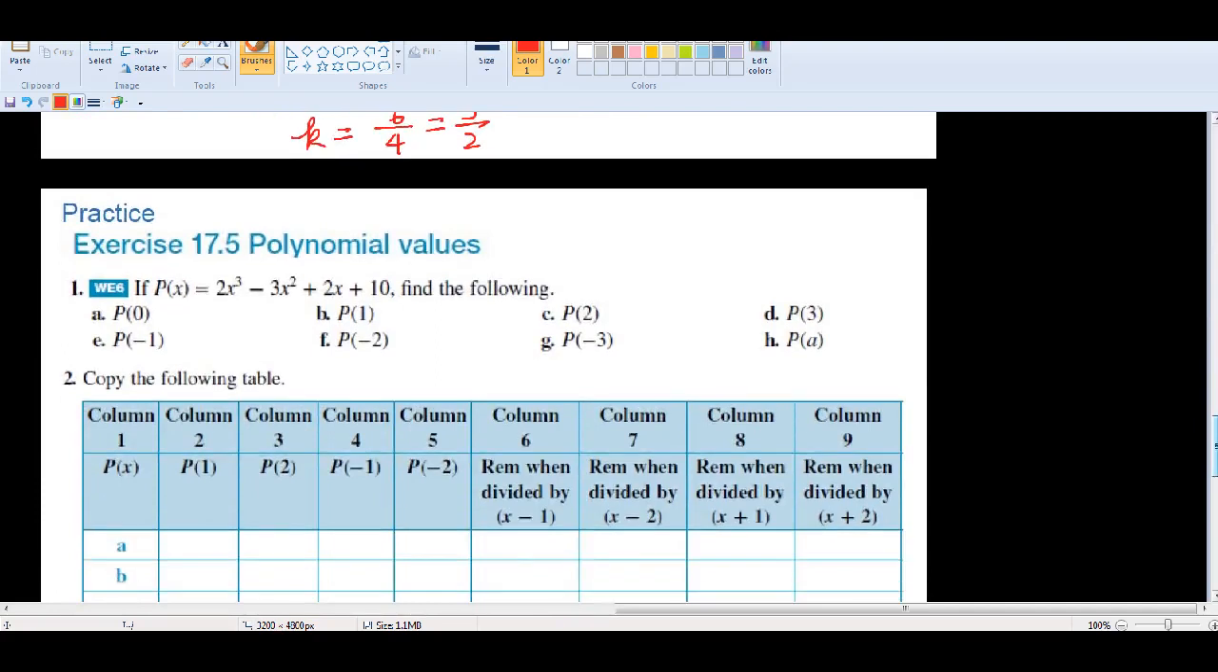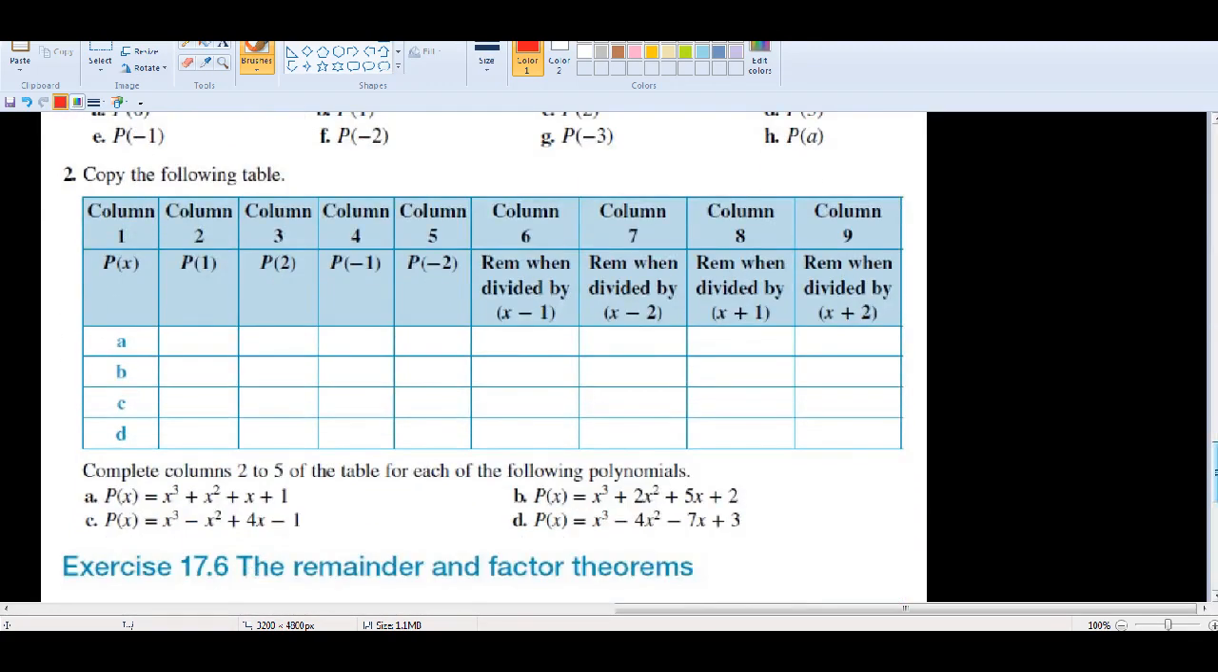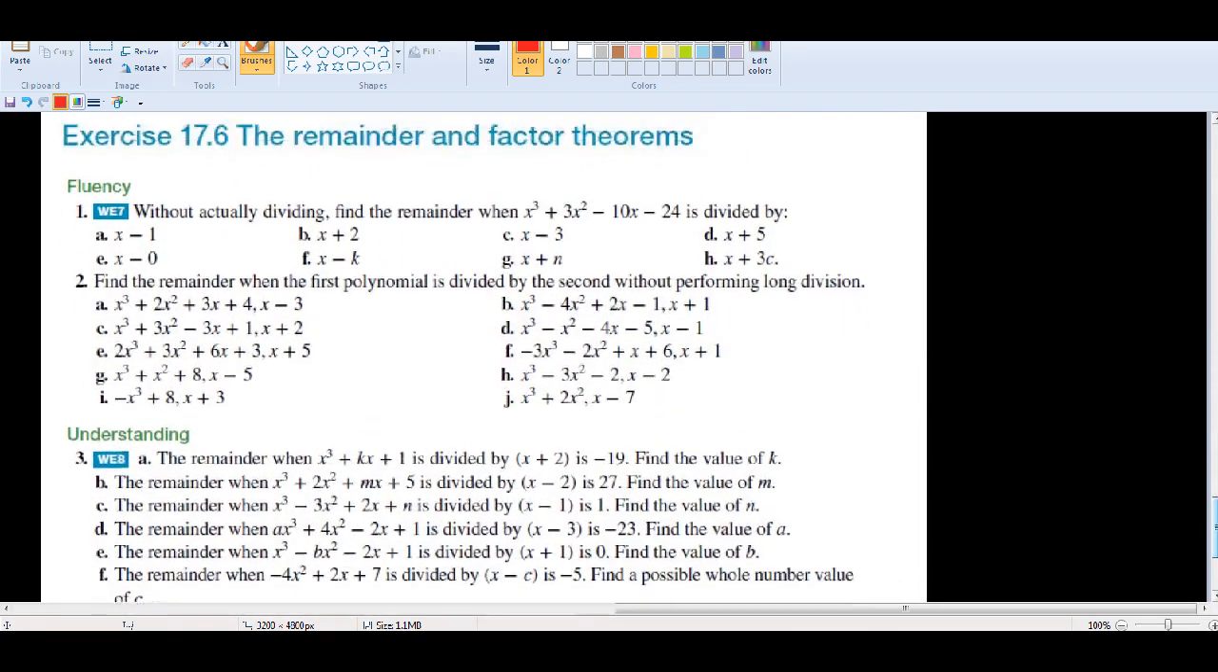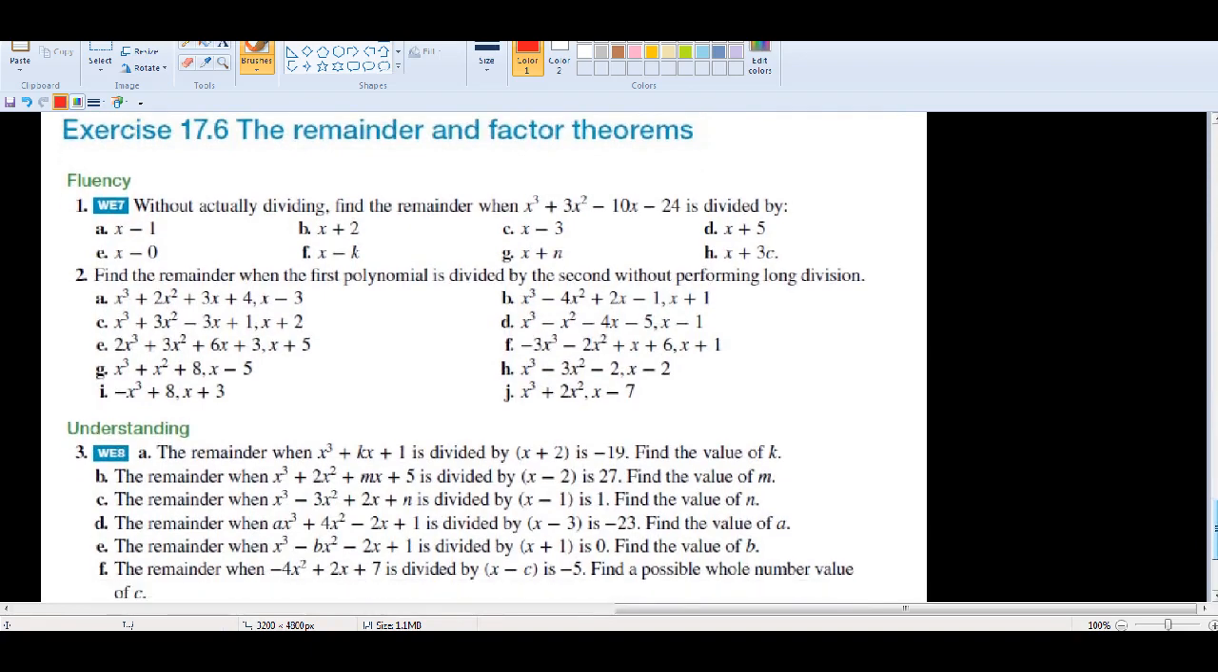Okay, coming to the practice. So here are some practice questions for you. The first question is about the values of polynomials, and the second question is about the remainder. So you need to put different values into the polynomial, and then you need to check, do we have the same polynomial? Do we have the remainder for each substitution? And we have some more questions for you to do on the remainder theorem.